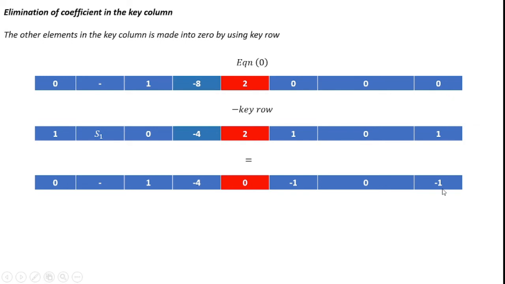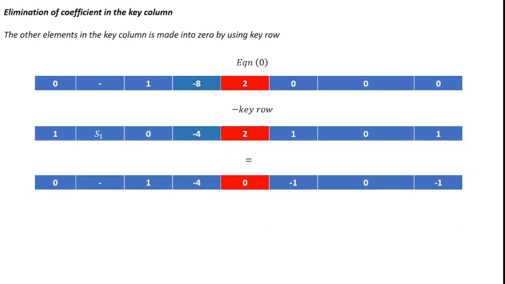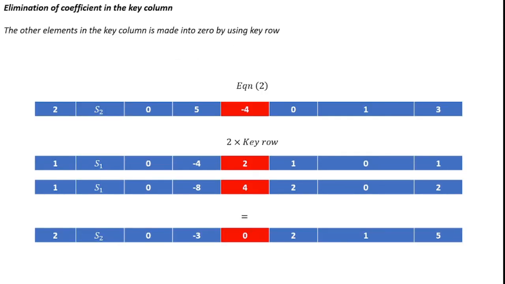Likewise I can get the value for the next iteration from the other key column values. After that, the equation 2, which is also another element available with the key column. Okay, so how can we convert this minus 4 into 0? Let's see. Yes, the equation 2 has minus 4.